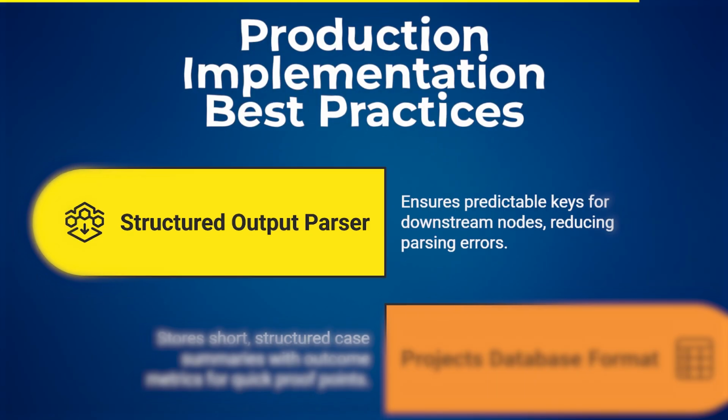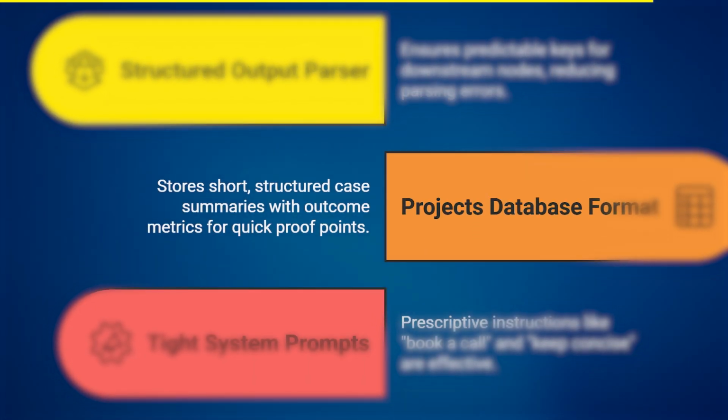Here are some quick best practices, 5 of them specifically. You want to have a structured output parser, so always use structured output so downstream nodes receive predictable keys such as subject, email, and so forth. You want a project database format, so you want to store short, structured case summaries with outcome metrics. Agents need quick, persuasive proof points and not lengthy narratives.